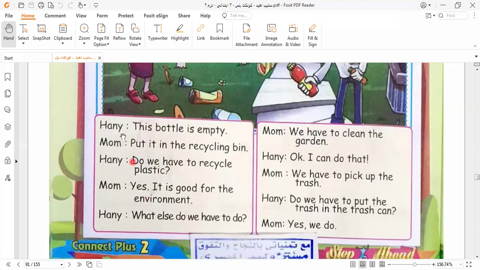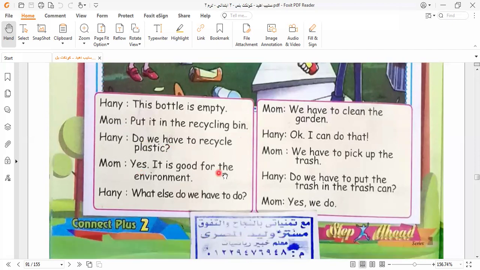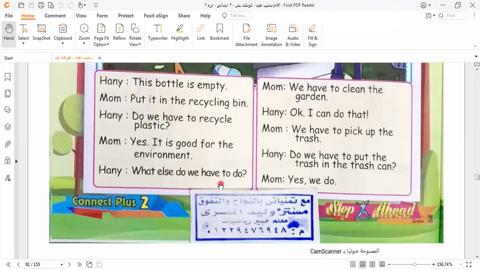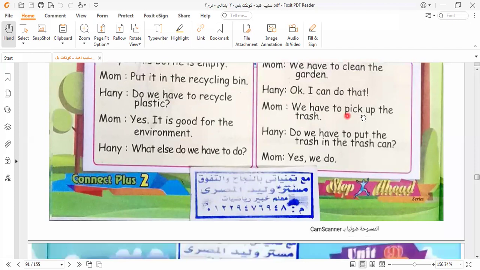Yes. This dialogue is between Hani and Mom. Hani: This bottle is empty. Mom: Put it in the recycling bin. Hani: Do we have to recycle plastic? Mom: Yes, it's good for the environment. What else do we have to do? Hani: Mom, we have to clean the garden. Mom: Okay, I can do that. Hani: Mom, we have to pick up the trash.